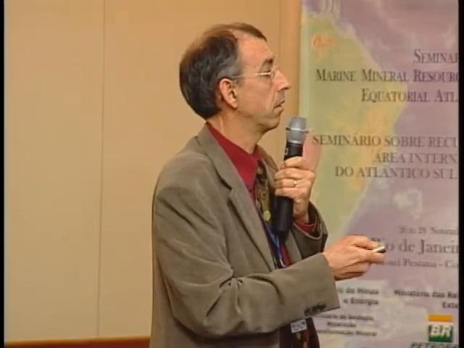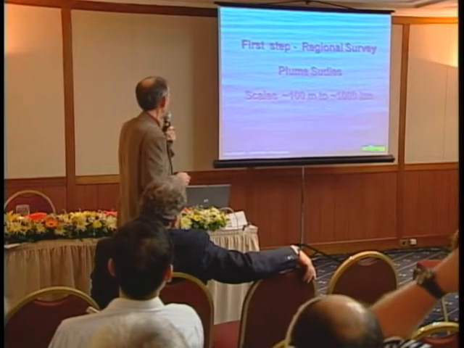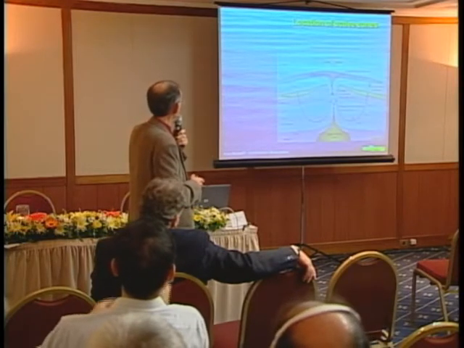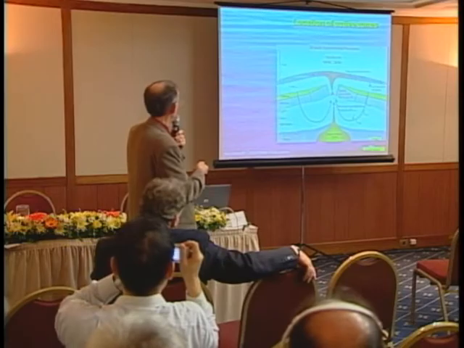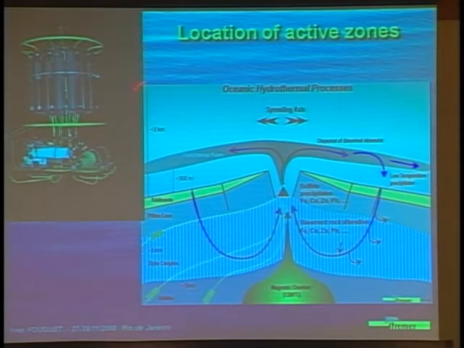So at this first step, one important point to locate the vents is the plume studies. Scale 100 meters to, say, 1,000 kilometers. So to locate the active zones, remember this drawing, vertical output, and the plume is moving around horizontally 300 meters above the seafloor. So it's an interesting point to trace and locate the vents. Look for the plume. For this, we use what we call a rosette system with a CTD.